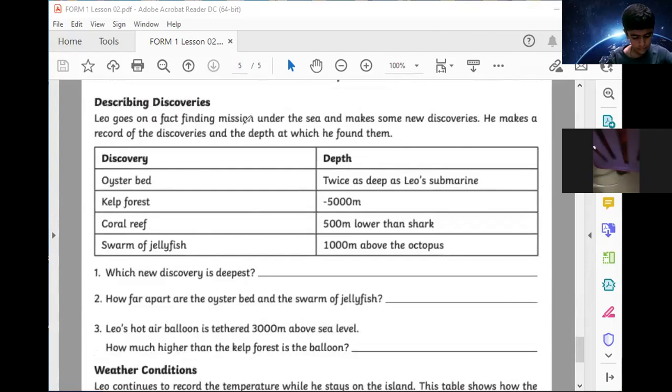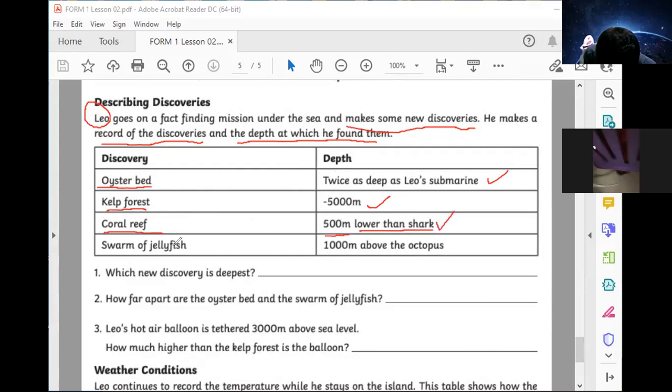Leo goes on a fact-finding mission under the sea and makes some new discoveries. He makes a record of the discoveries and the depth at which he found them. For example, he discovered that the oyster bed lies twice as deep as Leo's submarine. The kelp forest is at negative 5,000 meters. The coral reef is at 500 meters lower than the shark. And the swarm of jellyfish is 1,000 meters above the octopus.